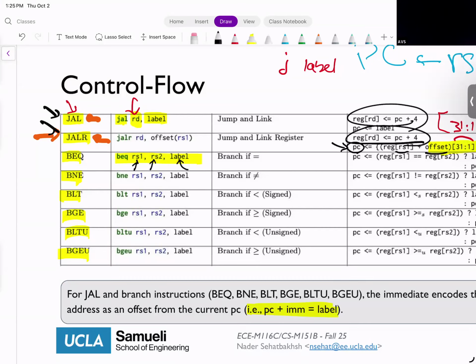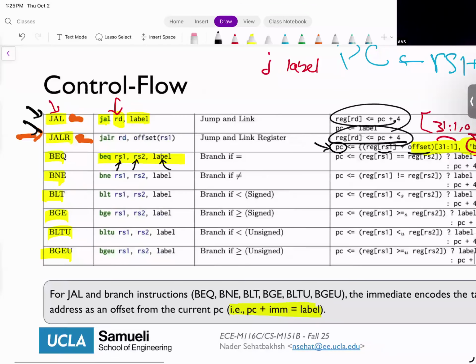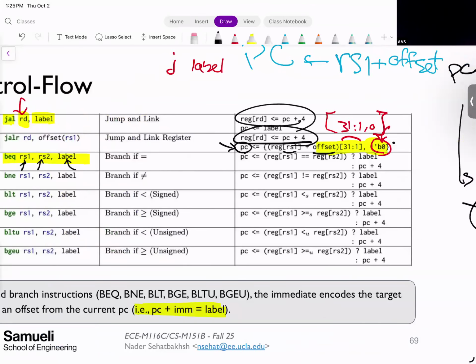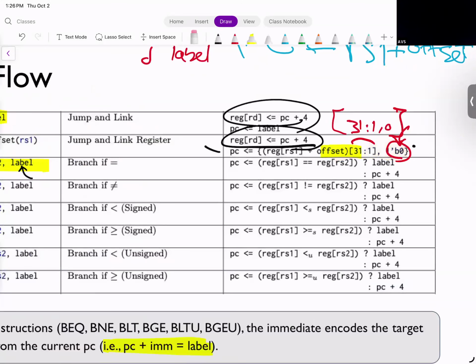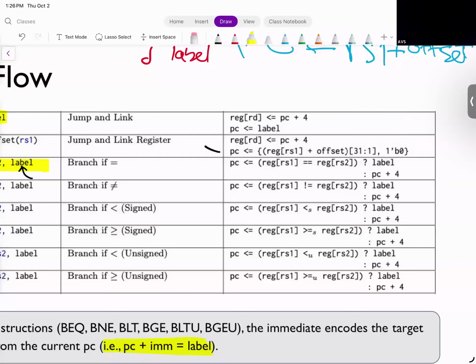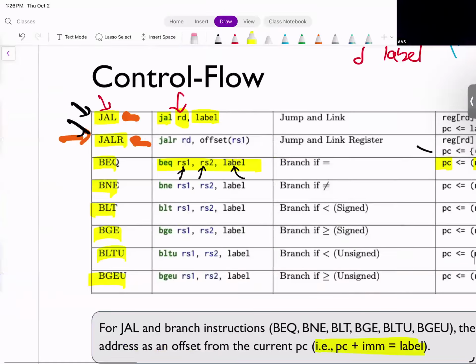Okay? So what this says is that in this case, if RS1 and RS2 are equal, jump to the label. Okay? If not, your next PC is PC plus 4. So this is basically the logical syntax for it. It basically says if RS1 and RS2 are equal to each other, write label to PC. Else, PC plus 4. Okay? Same story with not equal and less than.